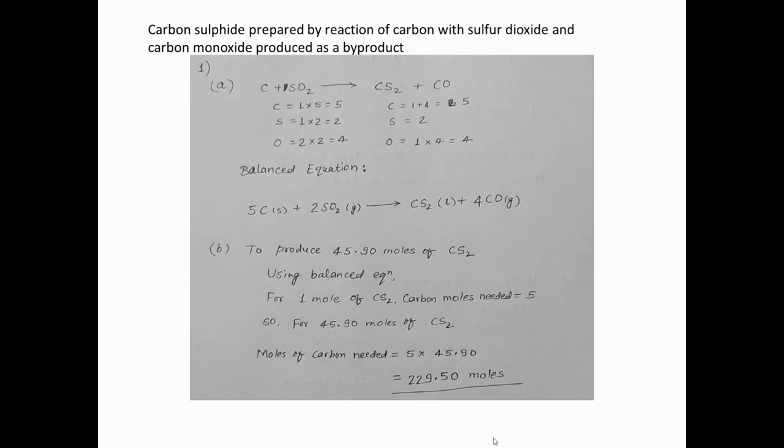The second question is related to chemistry, chemical reactions and how to balance them. First, carbon disulfide is prepared by the reaction of carbon with sulfur dioxide, and carbon monoxide (CO) is produced as a byproduct. So carbon plus sulfur dioxide gives carbon disulfide plus CO. First we balance it so that all substances are equal on both sides.